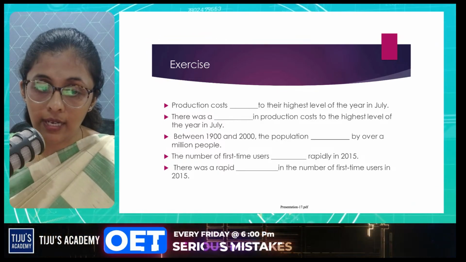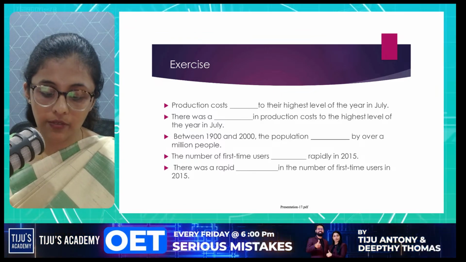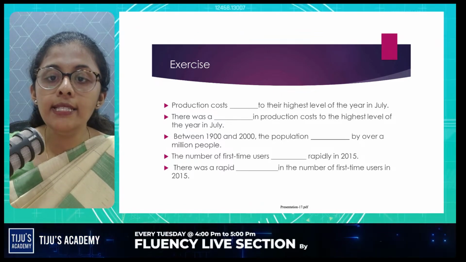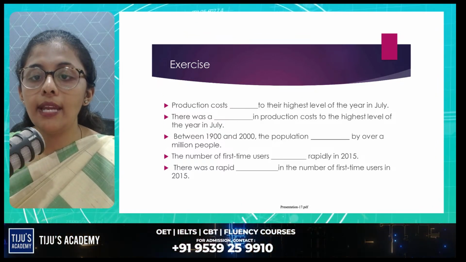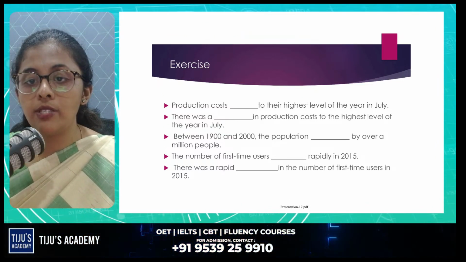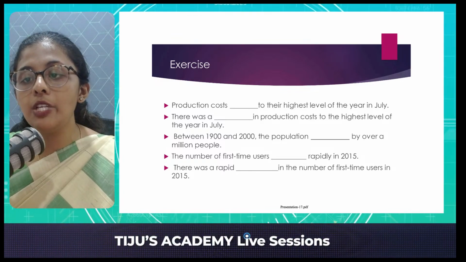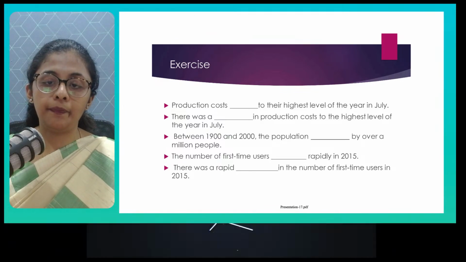There was a rise, Anna. There was a rise in production. We have to use the noun rise. There was a rise in production, Anna. The next is between 1900 and 2000, the population dashed by over 1 million people.